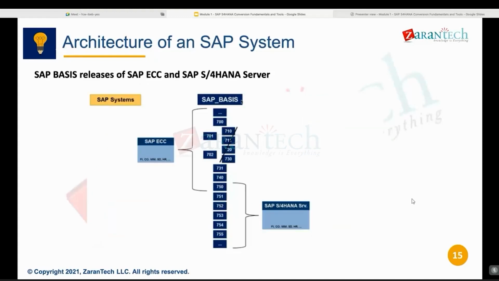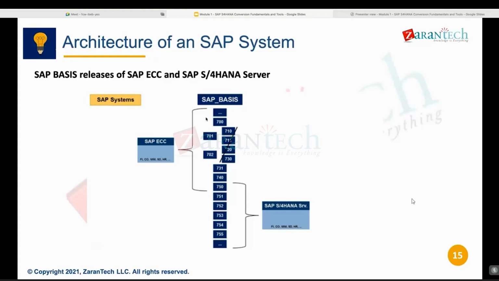Okay. Now, the important thing: SAP Basis releases of SAP ECC and SAP S4HANA server. As I said, when I say NetWeaver version or SAP Basis, it is important. Traditional ERP systems will have up to 740, and for SAP S4HANA server, the minimum requirement is 750. The SAP Basis version, or the NetWeaver version as we call it in general terminology, must be 750 minimum.